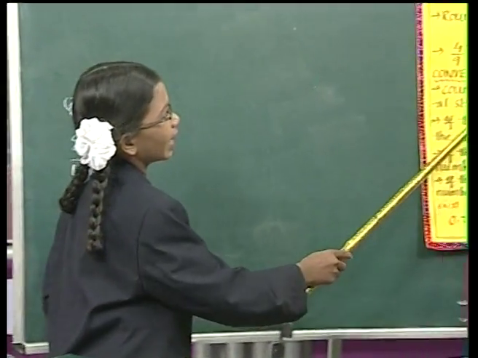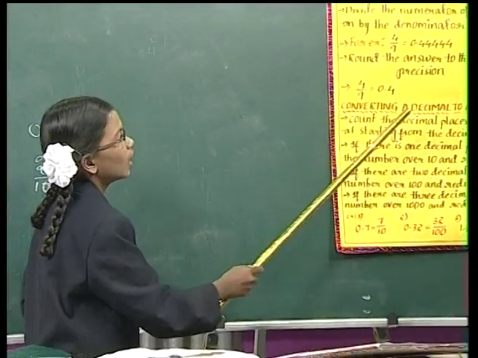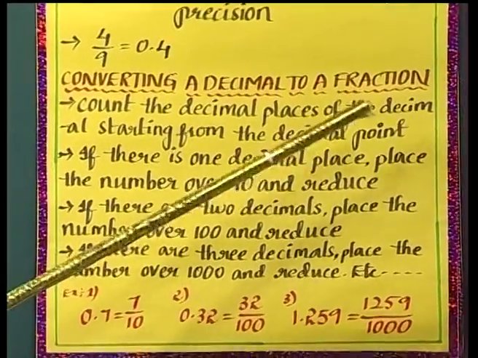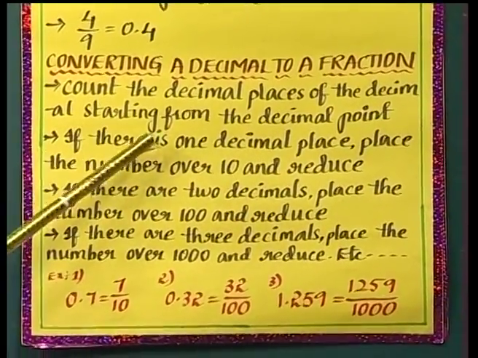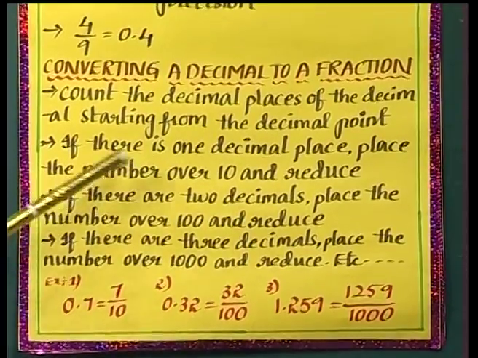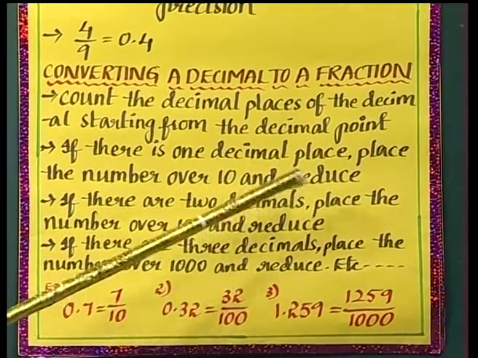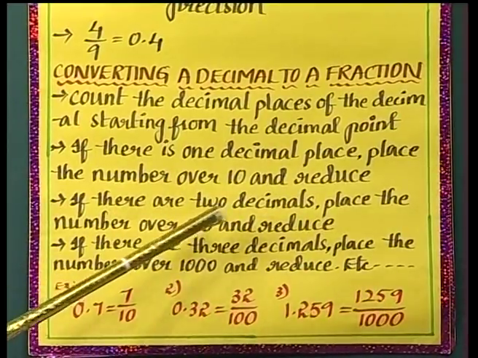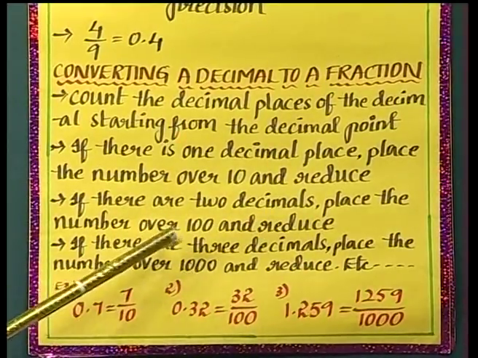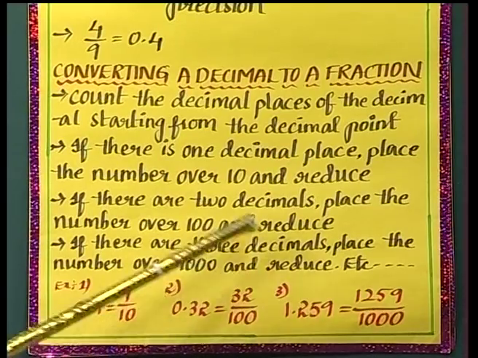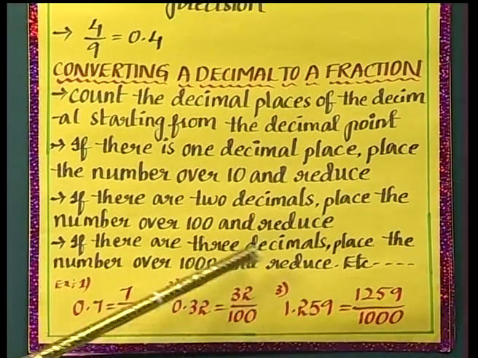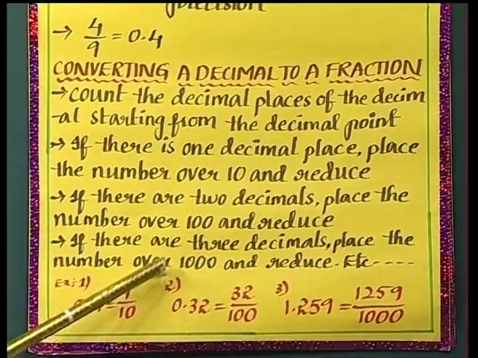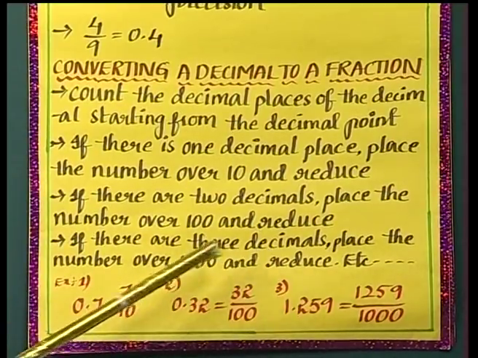Now convert a decimal into a fraction. Count the decimal places of the decimal starting from the decimal point. If there is one decimal place, put the number over 10 and reduce. If there are two decimal places, put the number over 100 and reduce. If there are three decimal places, put the number over 1000 and reduce, etc.